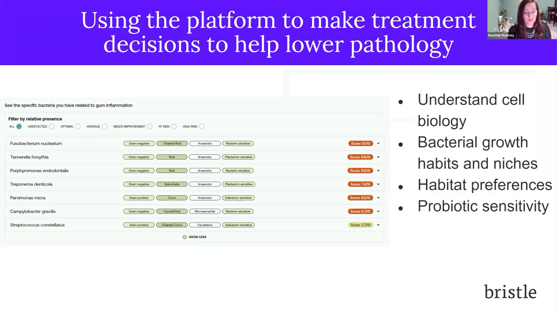And then this is what our basic platform looks like when you dive a little bit deeper. Each of the bacteria that are present in that person's mouth will get a score. The score is based on our general population and where they're scoring in that general population. So they're given a score based on that specific bacteria. A 9 out of 10 is unhealthy. And then we tell you a little bit about the bacteria. It's gram-negative, it's a chained rod. That means it's a sticky biofilm-based bacteria.